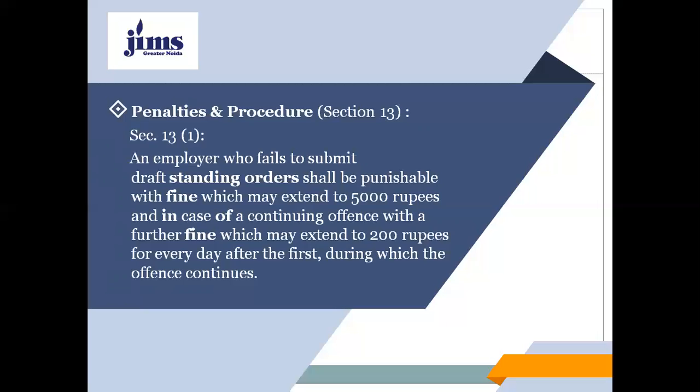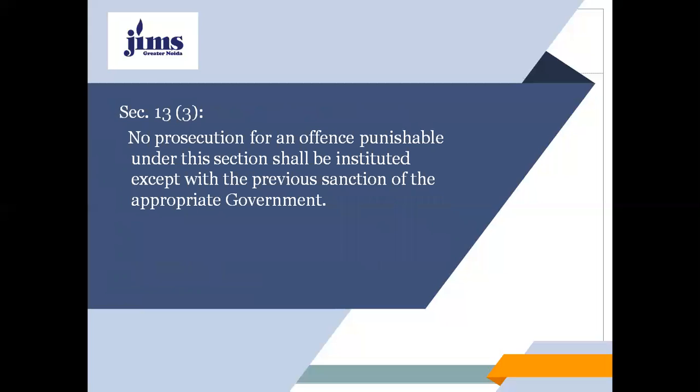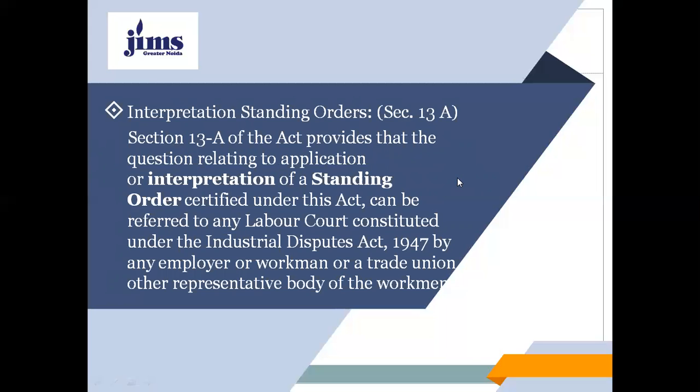And no prosecution for an offense punishable under this section shall be instituted except with the previous sanction of the appropriate government, and no court inferior to that of a metropolitan magistrate or the judicial magistrate of the second class shall try any offense under this section. So these are the provisions given under this section 13.